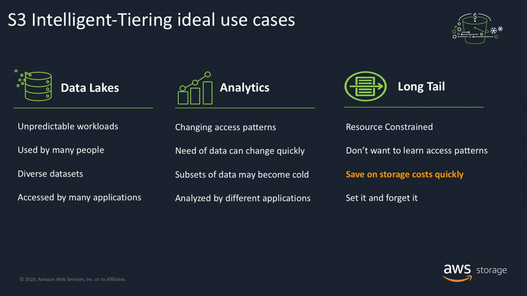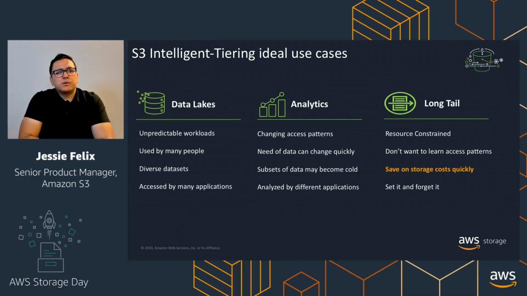S3 Intelligent-Tiering is one of our most popular storage classes for data lakes. And oftentimes, data lakes are used by many departments and people within an organization and have unpredictable access patterns. In particular, many customers have data scientists across their organizations developing machine learning models on top of these diverse data sets, and it's really hard to predict when the data will be needed.